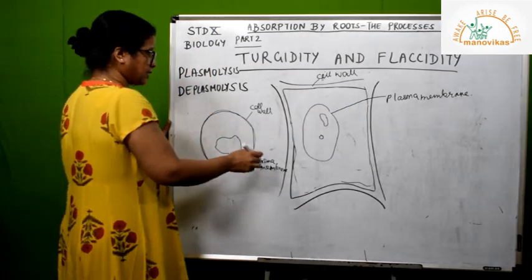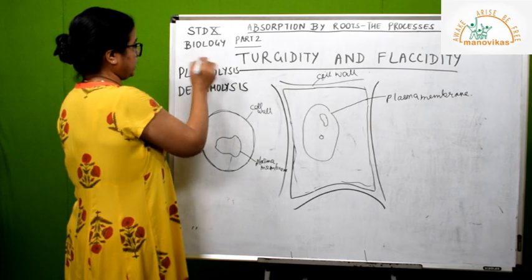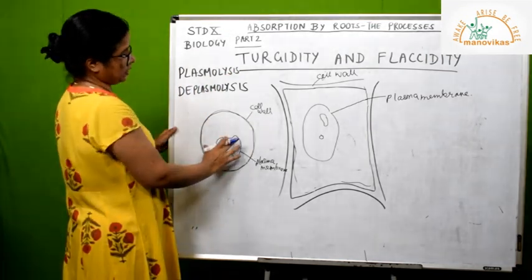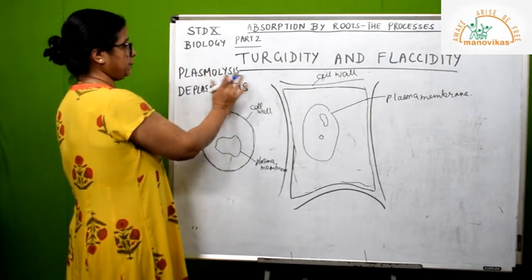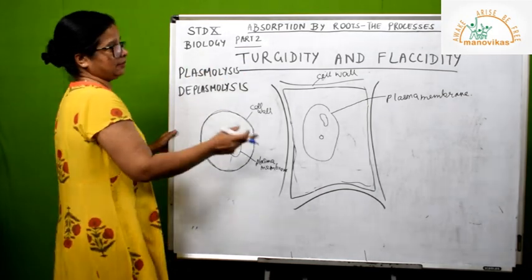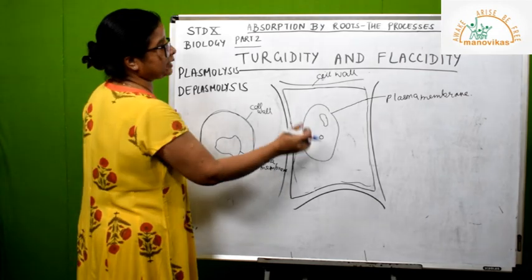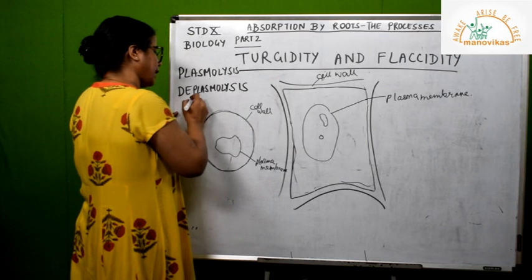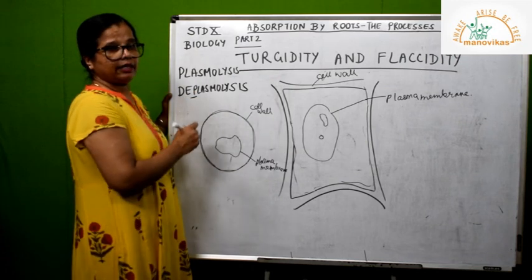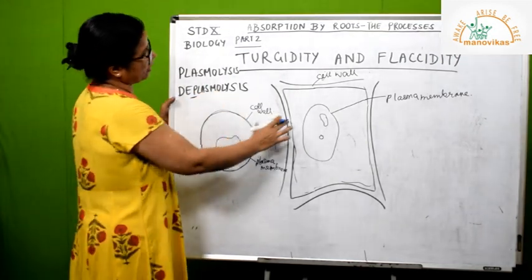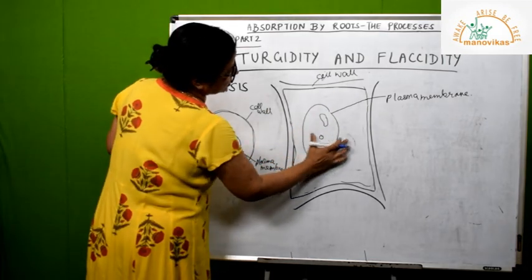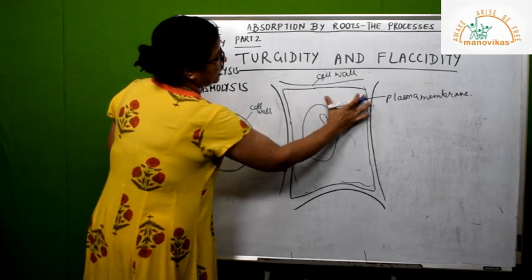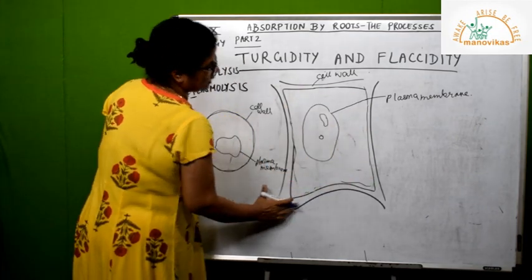Now, if this cell, which is completely plasmolyzed, means everything has shrunk and it has become flaccid, this cell has been plasmolyzed. If it is put back in a solution that is hypotonic in nature, it will again come back and deplasmolyze. It will come back to its original shape. That means all the cell contents, the vacuole, will come back to its shape and it will completely fill the interiors of the cell.